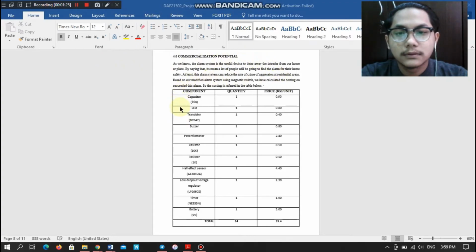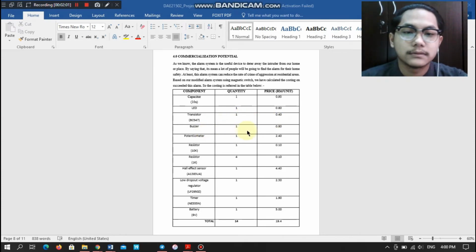So in the table, we have listed the components, the quantity of each component, and the price of each component per unit. First is the capacitor, which we use only one, so the price is 90 cents. Next is LED, quantity is 1 and the price is 80 cents. Next is transistor, quantity 1 and 40 cents. Buzzer 1, 80 cents. Potentiometer 1, 2 ringgit and 40 cents.